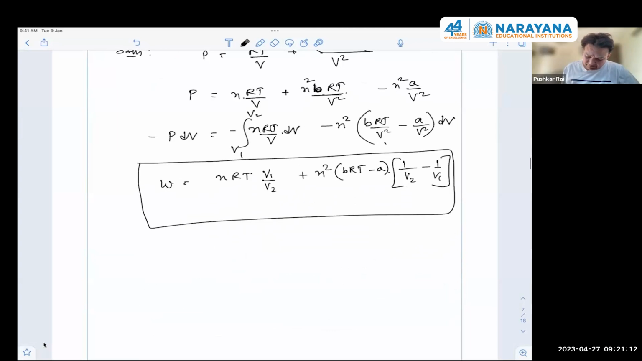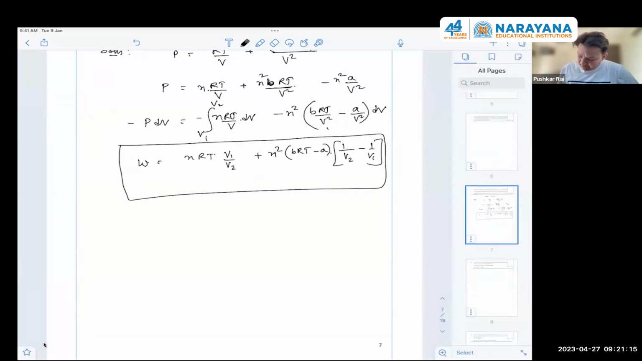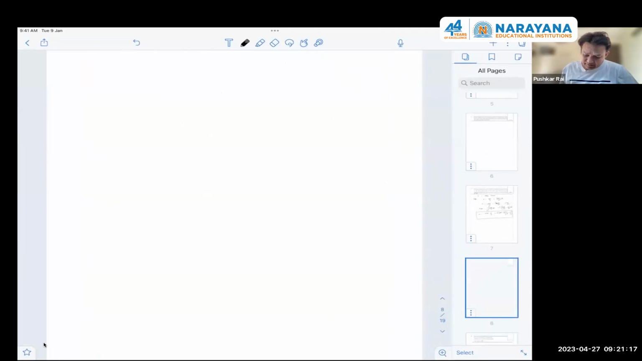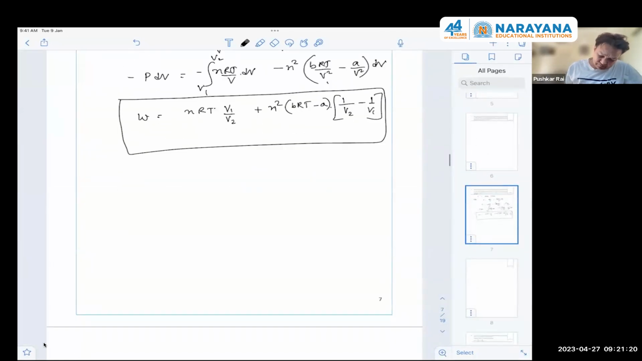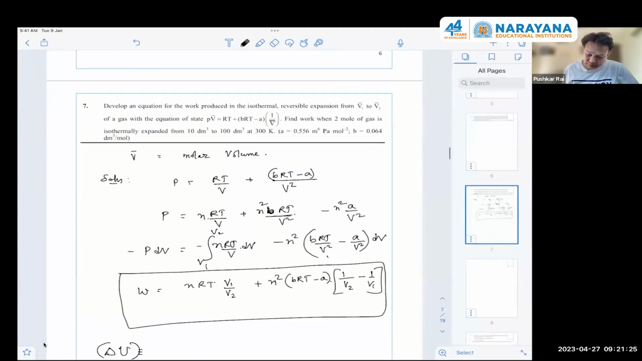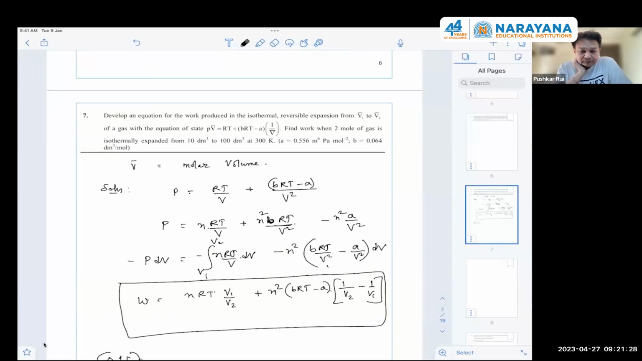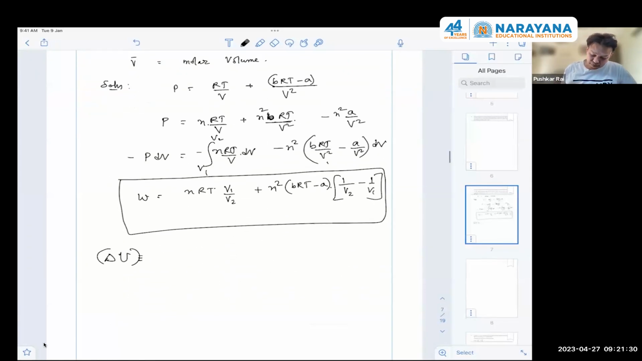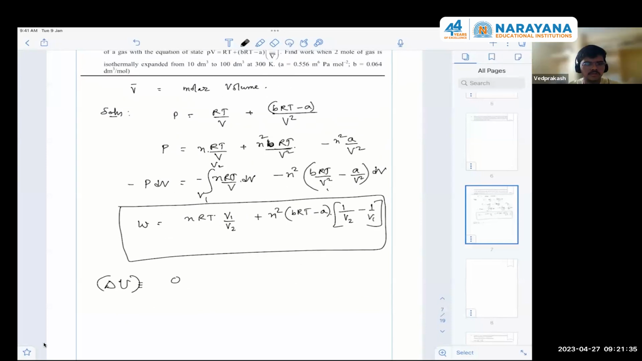So if they can ask, what do you think? In question number 7, we can make a twist also. Can we also find delta U in the process? Is it 0? Tell me, Ved, is it 0? No, sir. That's good. Why is it not 0 and what could it be? It's a real gas, so it depends on volume also. Yes.